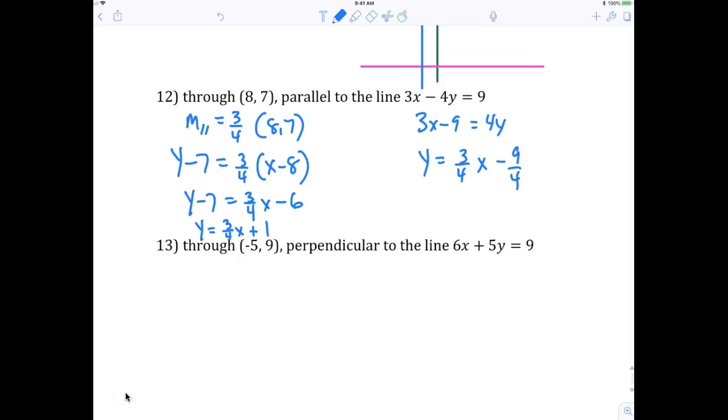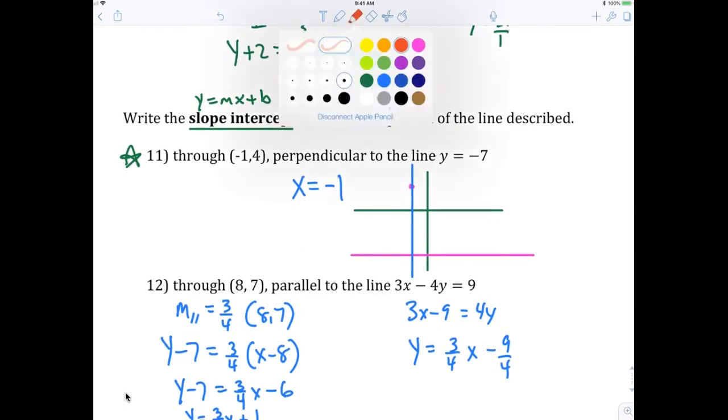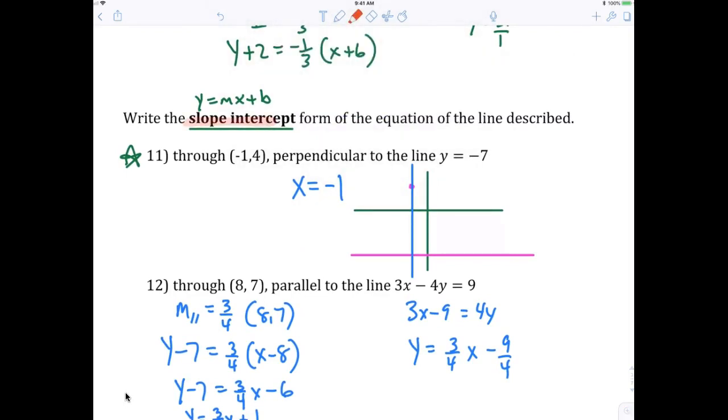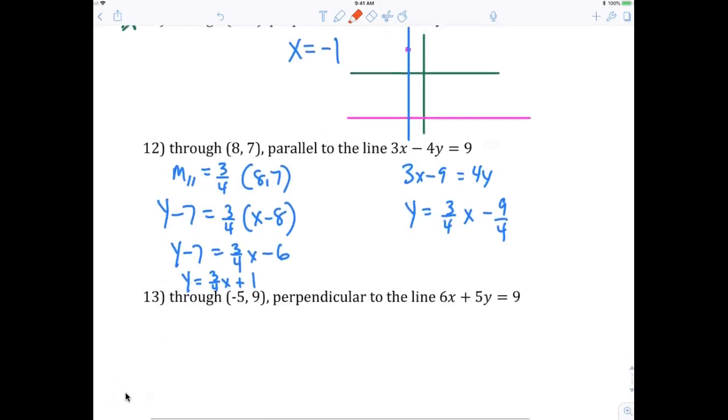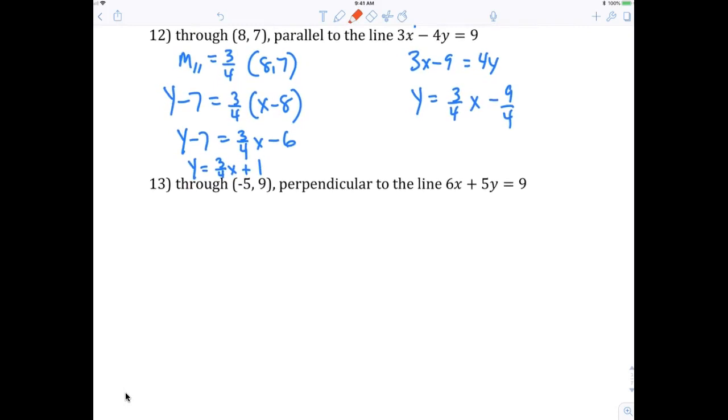Anybody have any issues? Yes, sir. This one goes up. Right? Directions, slope-intercept. Okay, I can see that. So x has to stay positive. The y is what you're asking. Y equals. You with me?